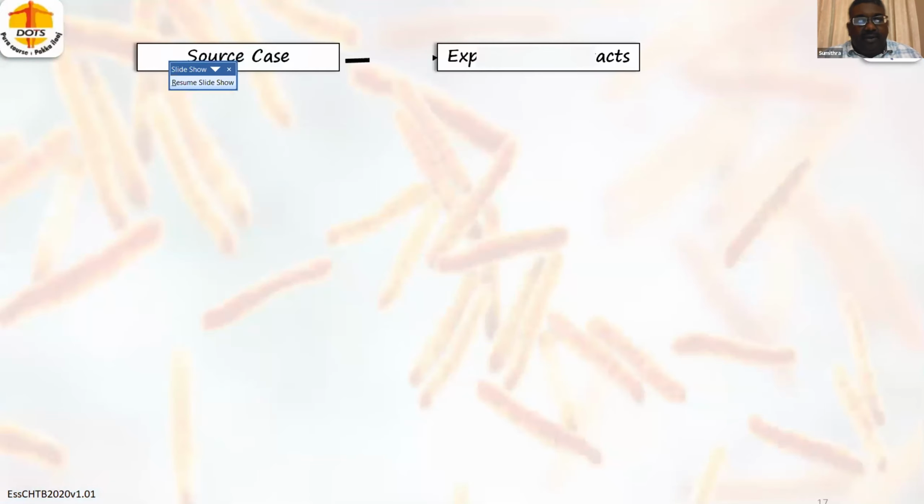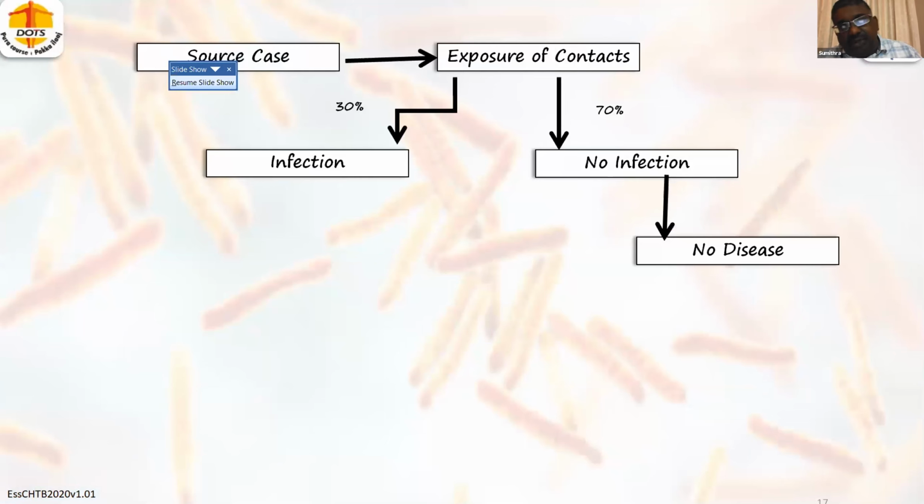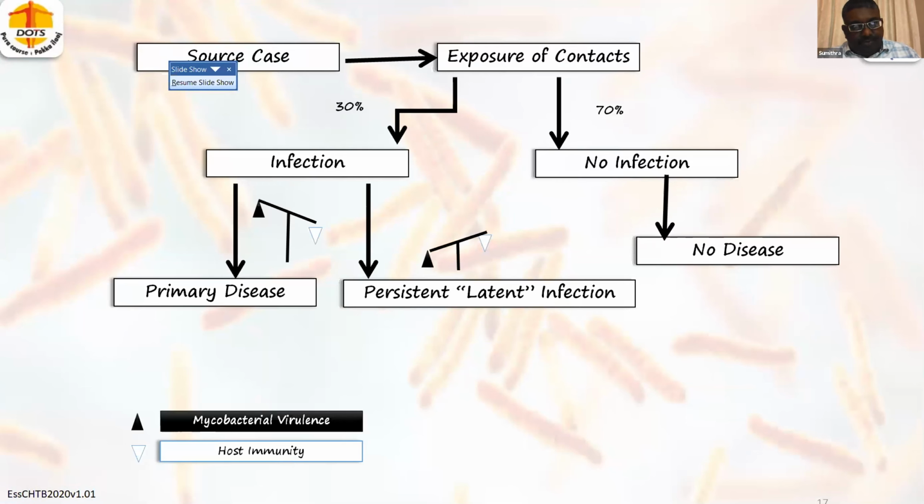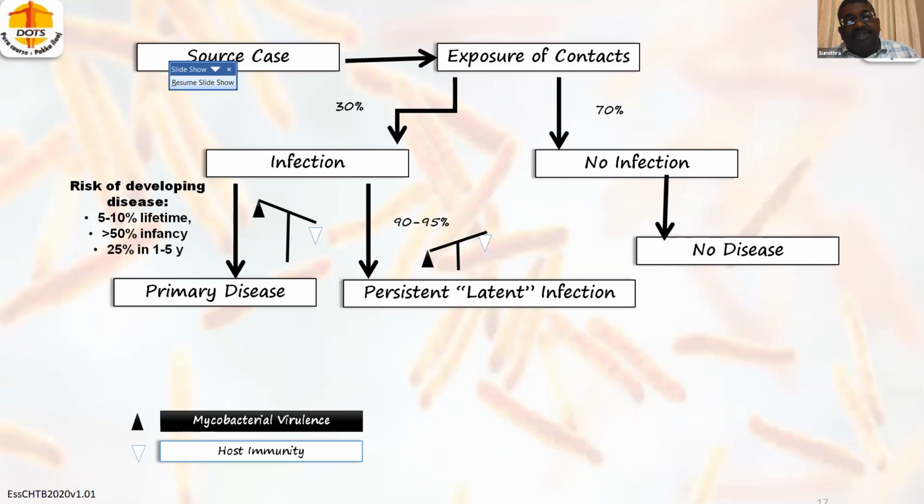This, I think, madam has already covered. When there is a source case, there is an exposure to contacts. 70% will not develop any infection at all, and they will not develop any disease. But 30% of them will develop an infection. And out of this 30%, according to the mycobacterial virulence and the host immunity, they will either go in for persistent latent infection or they will develop a primary disease. Now, talking about primary disease, what is the risk of developing disease? That is, madam, as I have already told, 5 to 10% in the lifetime, and if less than 5 years, it is 25%, and in infancy, it is more than 50%.